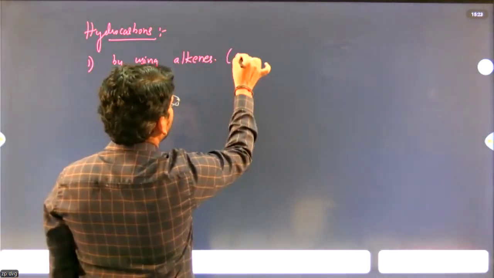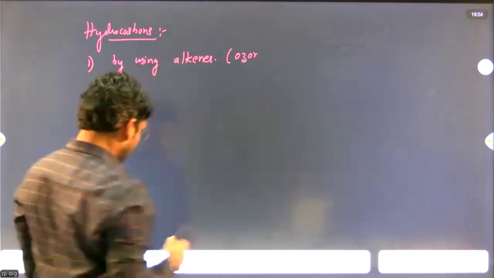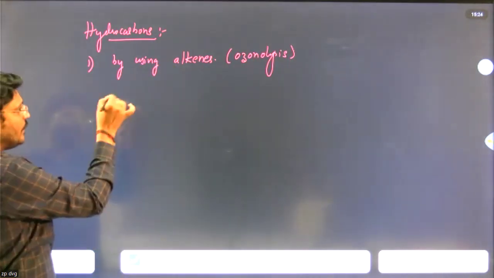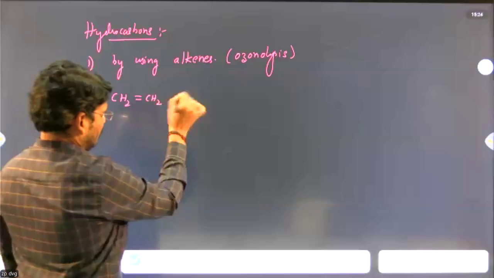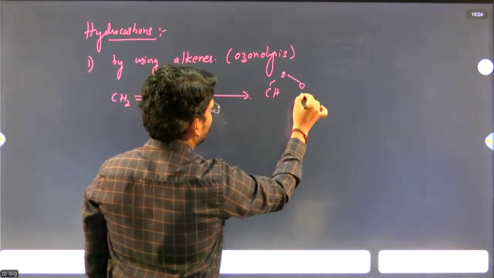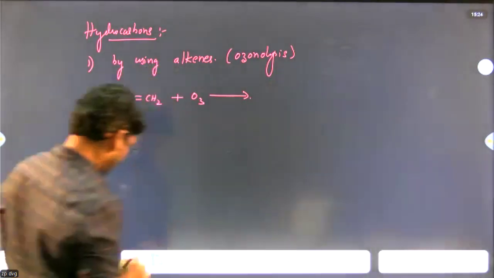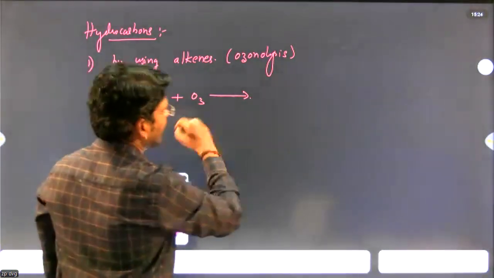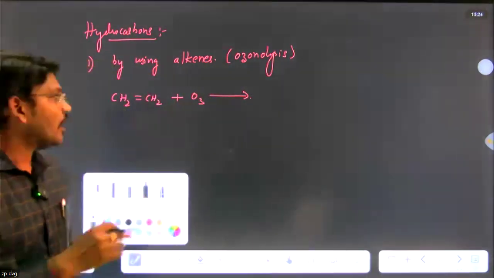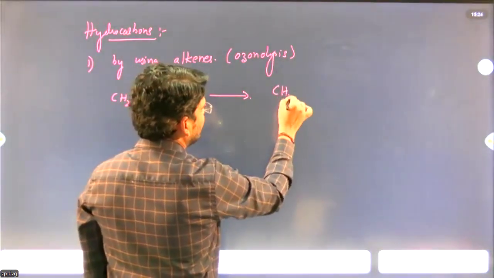Normally we are using one of the best methods, that is called ozonolysis. Here, CH2 double bond CH2. We already know that when ozone is added to an alkene, wherever it contains a double bond, three oxygen atoms directly attach at that position and form a cyclic structure, that is the ozonide product.